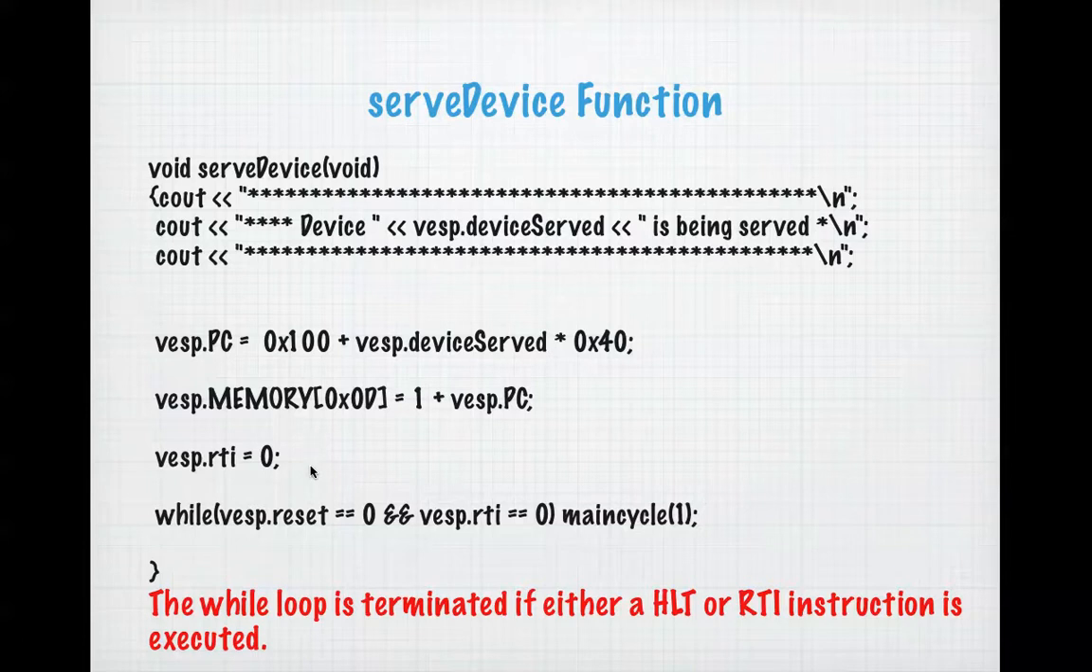Now you may just say, well, we just clear it to 0, and how is it possible for this to ever be 1? As I just said, every one of these interrupt service routines happens to end with an RTI instruction whose job is to set this VESP RTI to 1. And when that happens, this whole loop ceases to exist, and therefore we come out of this loop.